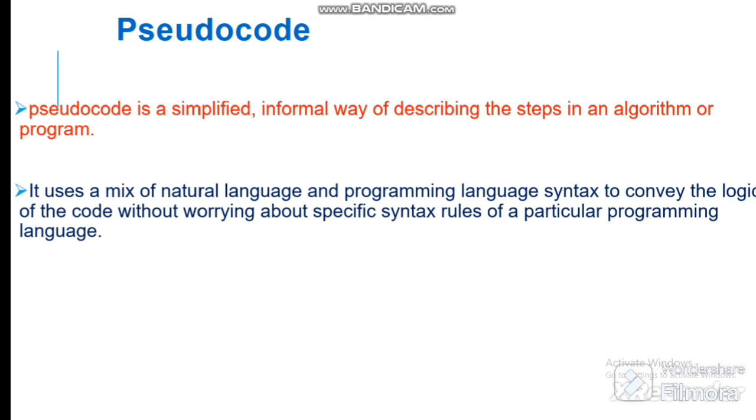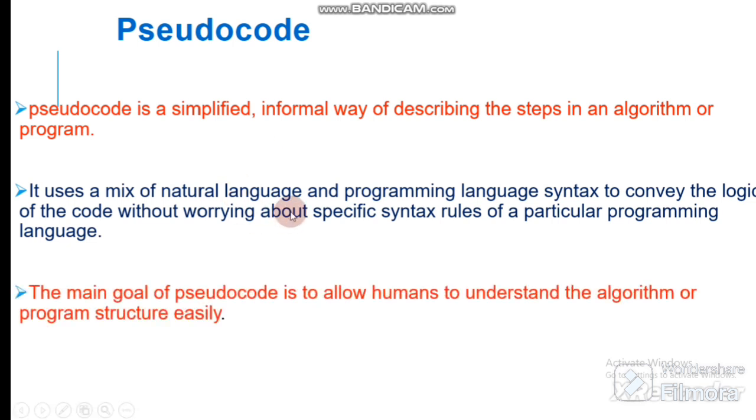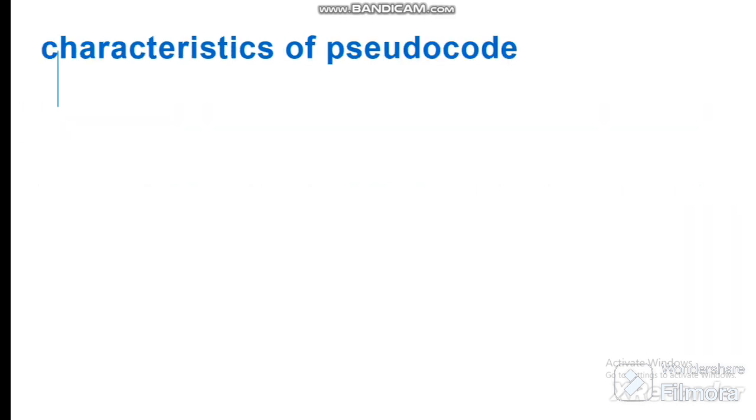See, pseudocode is not a particular programming language. It is just a description of a given problem. So we are taking just a piece of paper and analyzing in order to solve the given task. Here we need not follow any strict syntax rules of a particular program. The main goal of pseudocode is to allow humans to understand the algorithm or program structure easily.